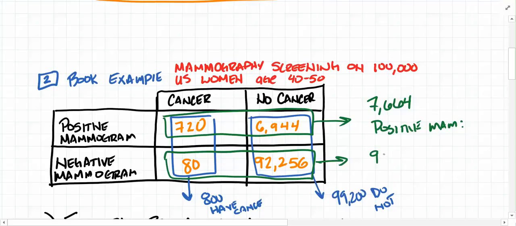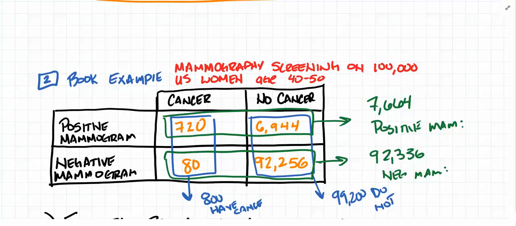Someone add that up real quick. 92,336. And what does that number represent? Negative mammograms, okay? So I want you to be able to utilize the chart to understand the totals and what it is that we're looking at, all right? We're going to need this information to answer these questions.